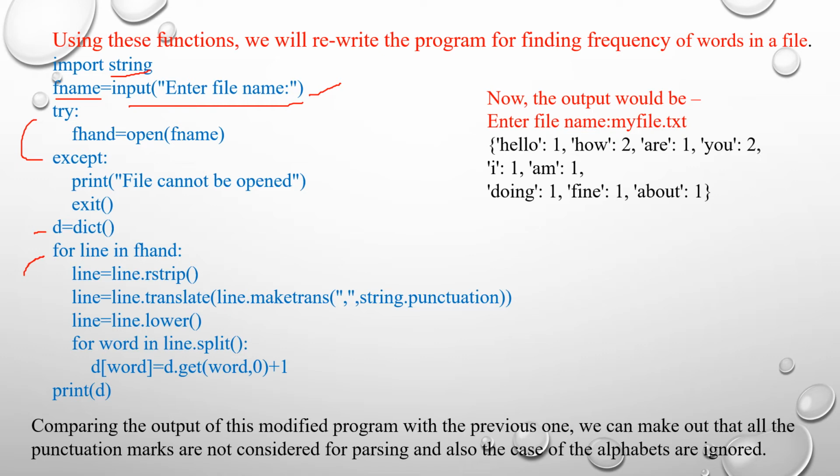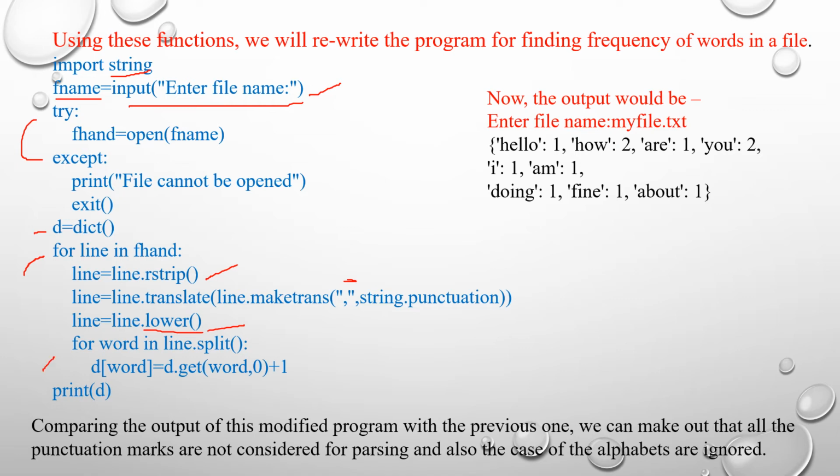After that I am specifying line is equal to line.rstrip. This is one of the built-in functions. Again, line is equal to line.translate, line.maketrans, and this is the empty string, empty string, string.punctuation. This line identifies and removes the punctuation marks. Again I specify line is equal to line.lower. This line converts all uppercase into lowercase.